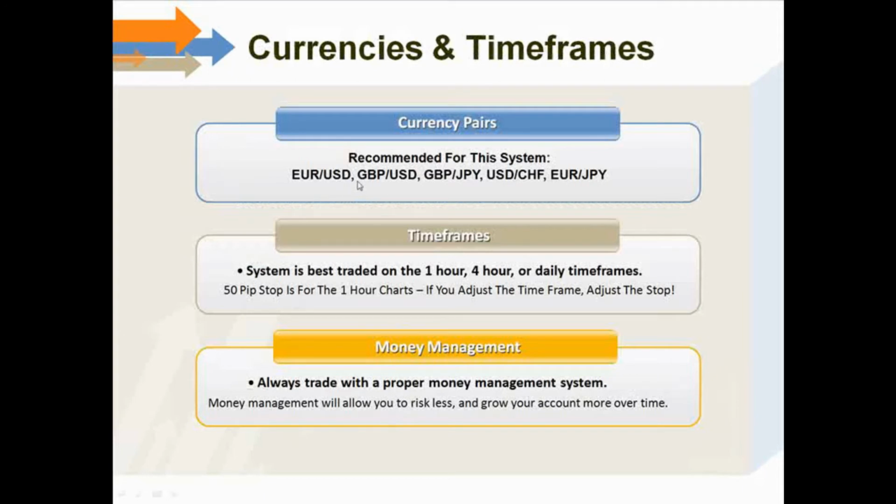So let's just first talk about currencies and time frames. The recommended currency pairs for this system are the Euro US dollar, the British Pound US dollar, the British Pound Japanese Yen, the US dollar Swiss franc, and the Euro Japanese Yen. You can trade other currency pairs with this system, but it's suggested that you take the time to test them out and make sure it's going to work well before doing so. All of these ones are easy ones to get started with. So if you're just starting out, start with one of these currency pairs and it'll be easier for you to succeed faster.